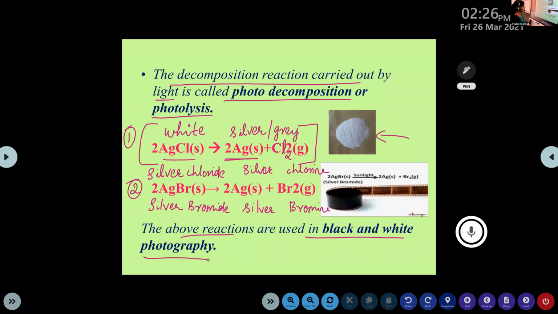Clear? So these two are the examples for this type of photo decomposition or photolysis. So we learned about 3 types of decomposition reaction. First one, thermal decomposition, that is due to heat or heating. Second one, electrical decomposition or electrolysis. It is due to electricity. And the third one, it is photo decomposition or photolysis. It is due to light.